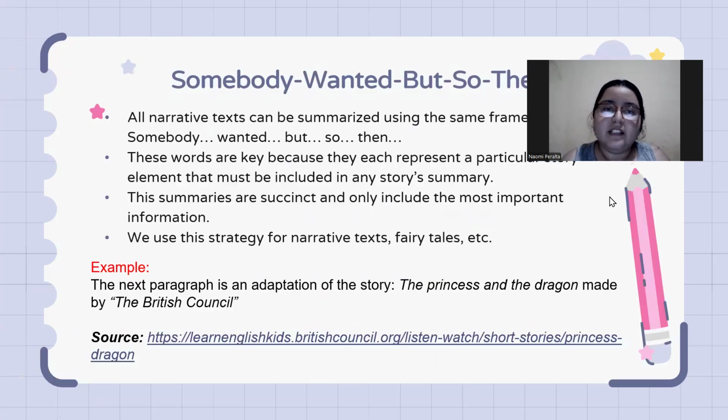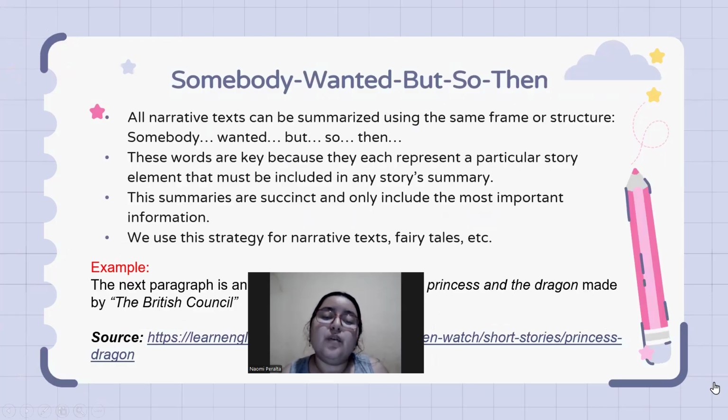Finally, I have the Somebody Wanted But So Then. This strategy is used most of the time for narrative text, like fairy tales or any story that someone is telling you. It says that it can be summarized using the same structure: Somebody, Wanted, But, So, Then. These words are key because they represent a particular element of the story that they all have.